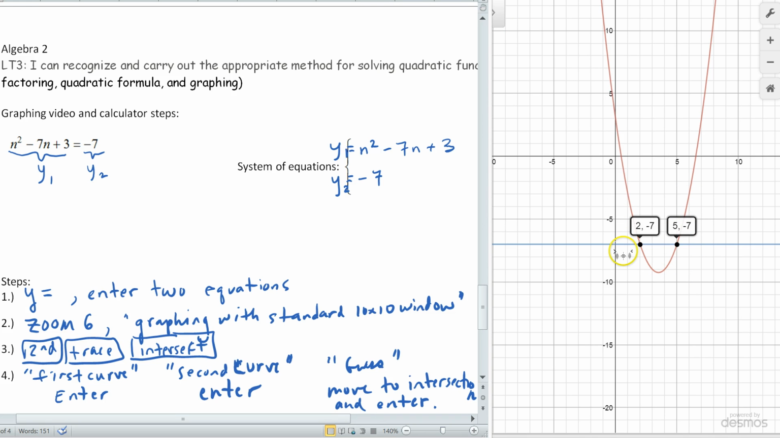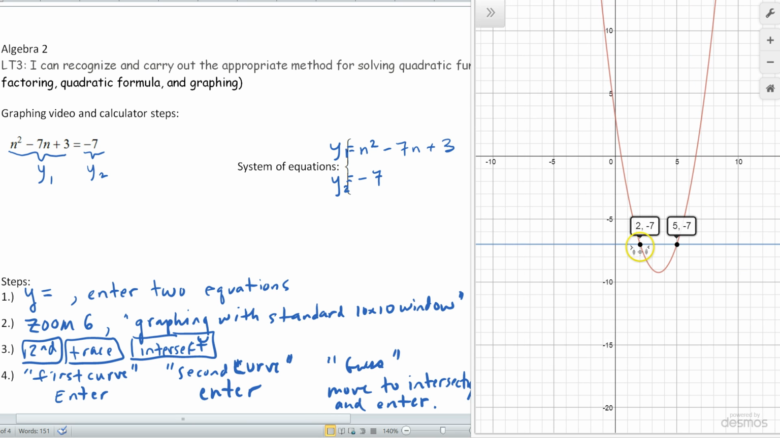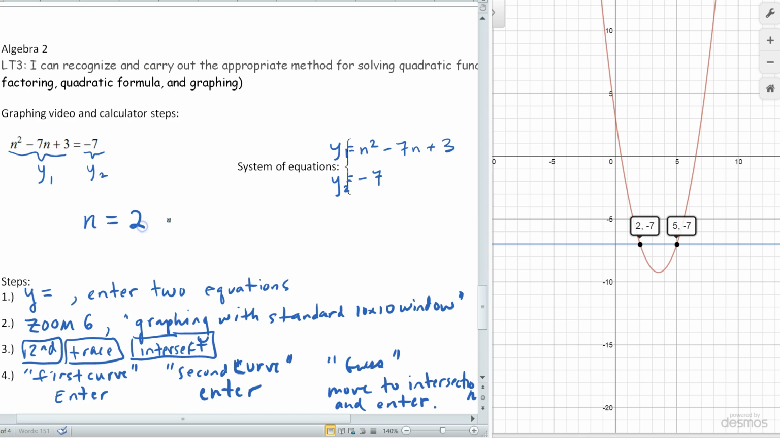I did this in Desmos because I don't have a graphing calculator option on my computer. So you see I entered the two equations. I graphed my parabola, I graphed my line, and where they intersect, this is where they're going to have the same outputs. So now I can see my solutions here would be n equals 2 and n equals 5. At both of those inputs, I have an output of -7.